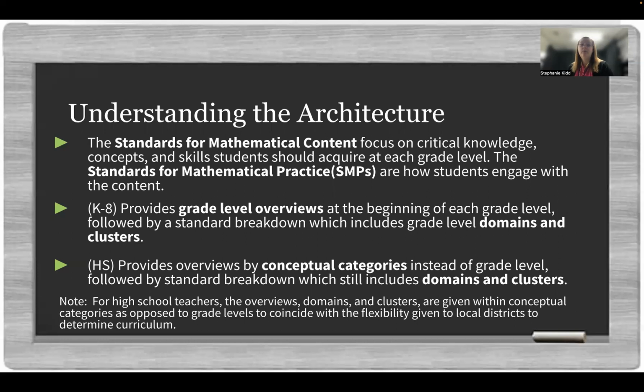In the high school, we look at conceptual categories. These also, instead of being grade level, are focused on the standard breakdown that includes domains and clusters. High school teachers, the overviews of the domains and clusters are given within the conceptual categories, such as algebra, geometry, probability, and statistics.